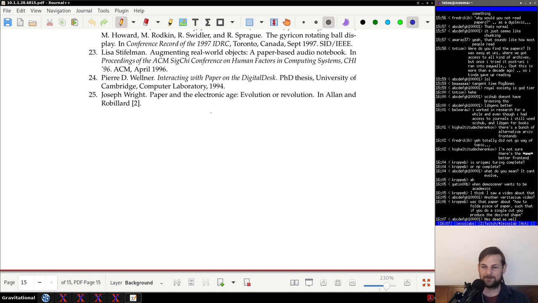Was that paper about how to fold a piece of paper such that if you fold and make a single cut, you produce a desired shape?